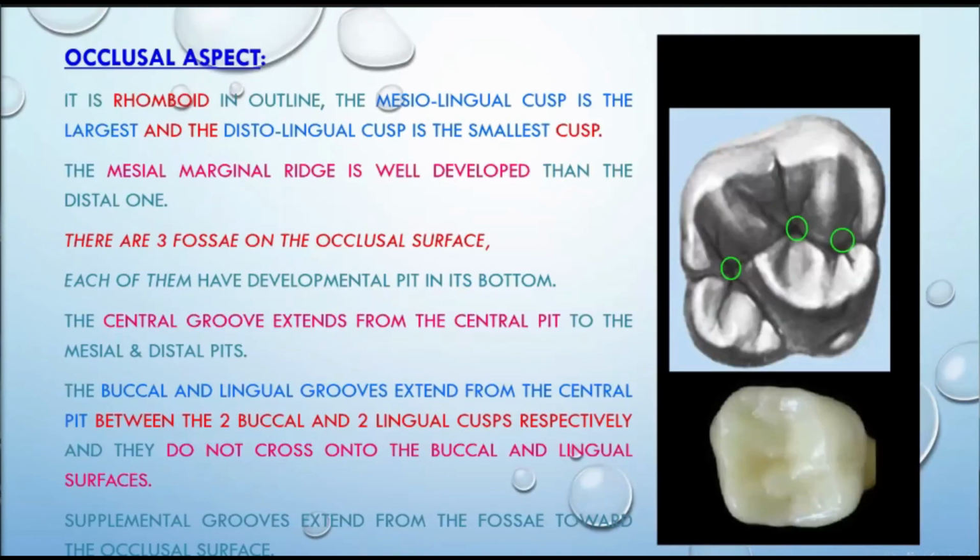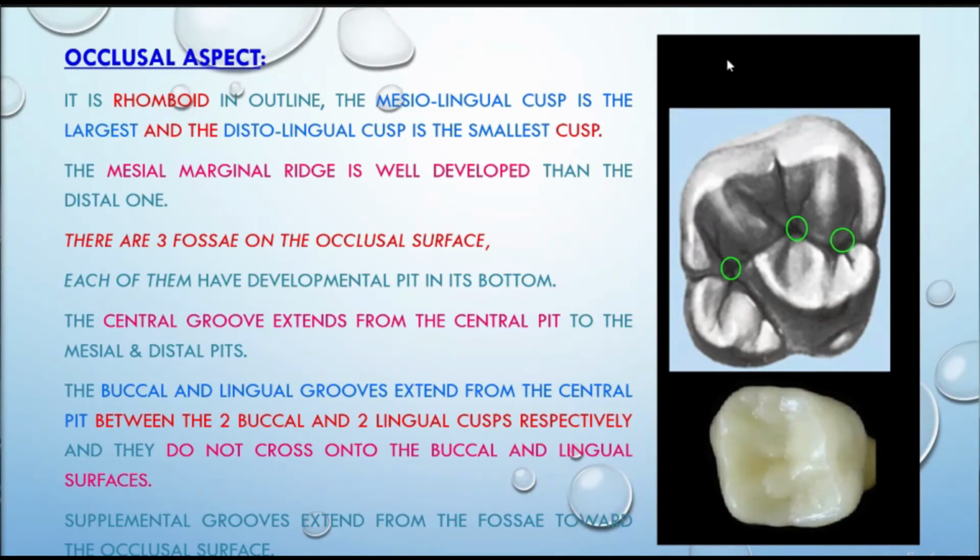Occlusal aspect, you see the occlusal aspect is almost like the permanent first molar. How? You see the cervical ridge is here, one big major fossa, 2 minor fossae are present. It is rhomboid in outline. The mesiolingual cusp is largest and the distolingual cusp is smallest. This is the mesiolingual, mesiobuccal, distobuccal, distolingual. The same serial they are made. The mesial marginal ridge is well developed, and the distal one.